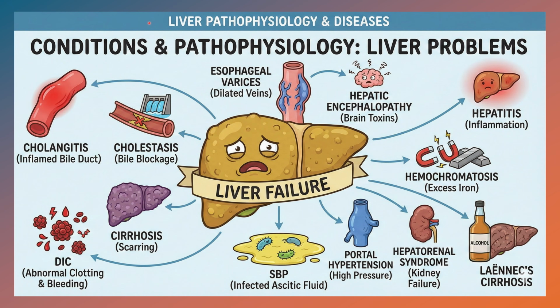Here we have liver pathophysiology and diseases, conditions and pathophysiology. So here are the key terms that I thought to make in one image. The first one is cholangitis. So we know this is some inflammation. Inflammation of the common bile duct, the bile ducts, usually from bacterial infection or obstruction.